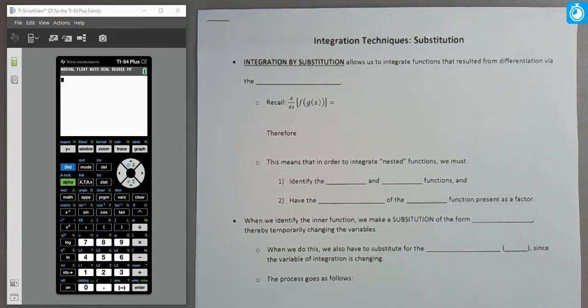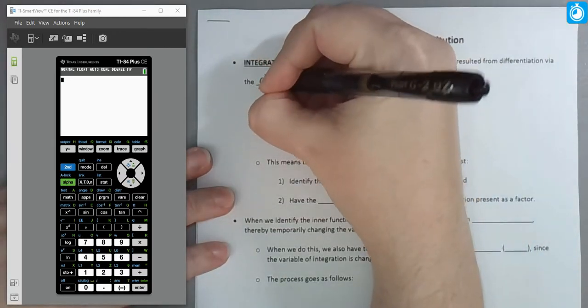In this video, we're going to discuss the integration technique referred to as substitution. So this technique is going to allow us to integrate functions that are more complex than the functions we've looked at so far. Specifically, integration by substitution will allow us to integrate functions that resulted from differentiation via the chain rule.